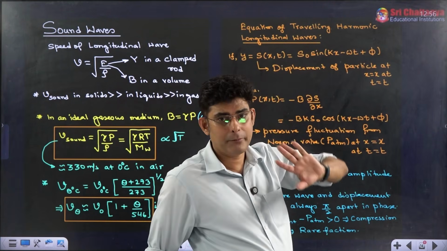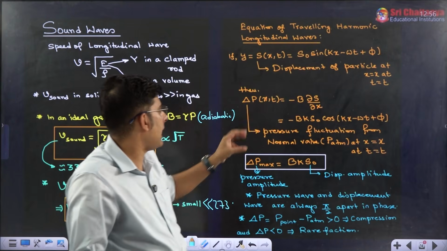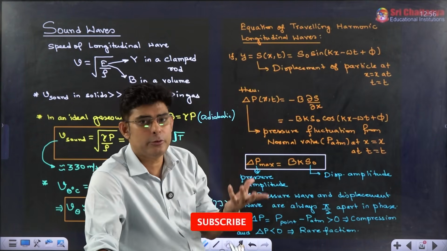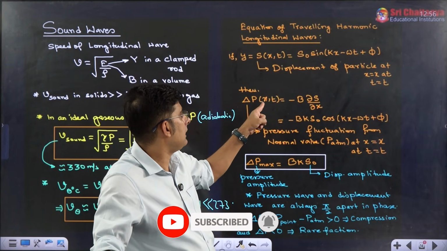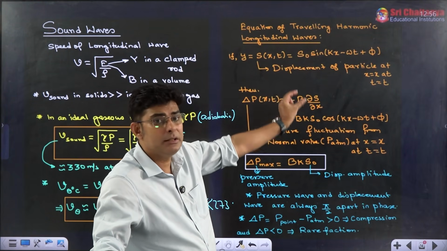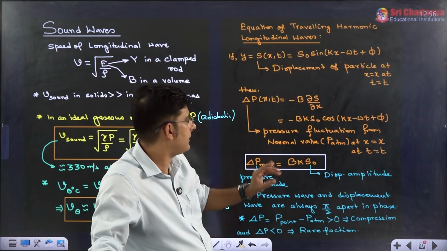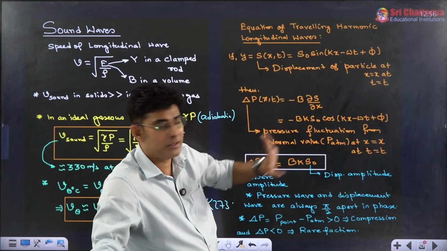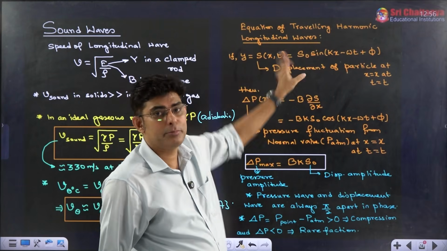This is called displacement wave. But if you write the pressure fluctuation, it has been derived and seen. So delta P, pressure fluctuation from its natural value, which we take as atmospheric pressure, at any position x at time t, is given by the expression minus B del s by del x, the partial derivative of s with respect to x. When you differentiate it, we get minus B k s naught cos(kx minus omega t plus phi). So one is sine, one is cos. This equation is called the pressure wave, and this is called the displacement wave.